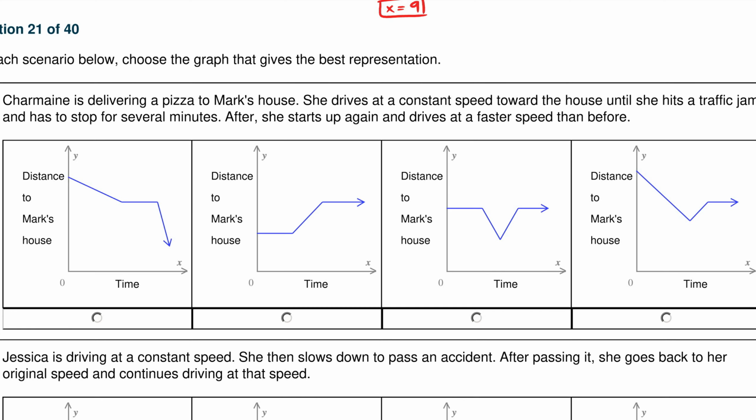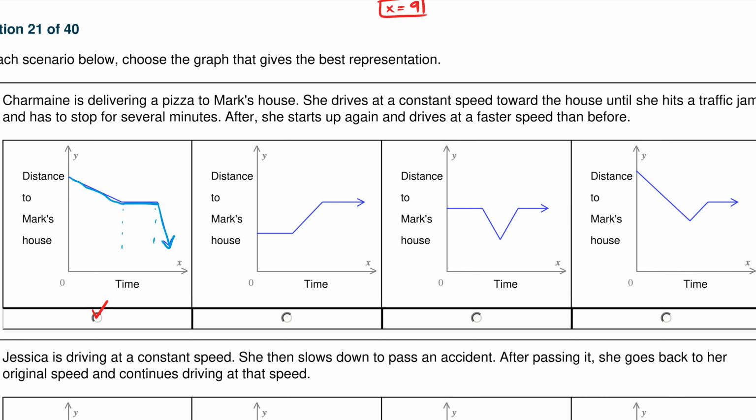Alright, so we're gonna look at the first graph. We talk about distance to Mark's house is decreasing, right? Because she drives at a constant speed, so the distance to Mark's house is decreasing. And this line goes sideways. I believe the distance is unchanged because she's stuck in traffic. The time goes by, but the distance didn't decrease. And then it certainly goes way steeper, which means she goes faster. So she takes less time to get to Mark's house. So I believe the first one is one of the answers.